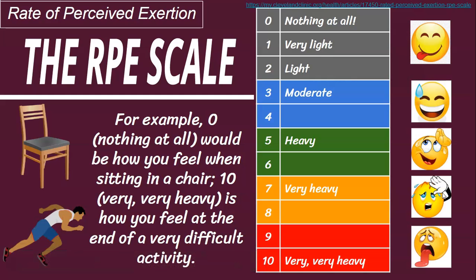Now, when we are talking about the RPE scale, again, this is a scale of 0 to 10, 0 being nothing at all. That's how you feel when you'd be sitting in a chair. And 10 is very, very heavy. This is how you're going to feel at the end of a very difficult max effort activity. So again, as you can see by just looking at the emojis on the right and the colors and numbers on the left, this is going to coincide with the colors we just talked about in the heart rate zones.